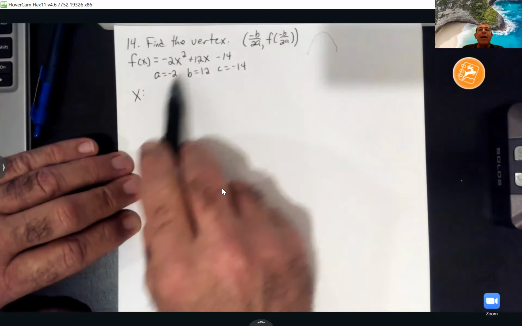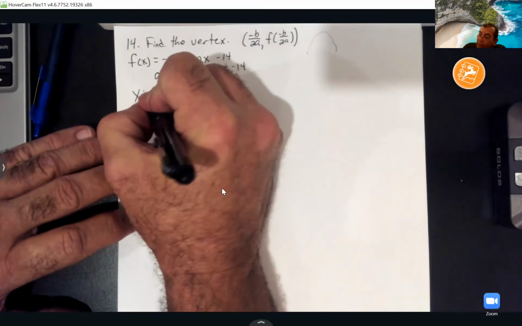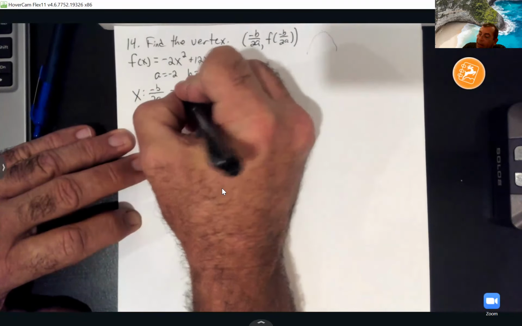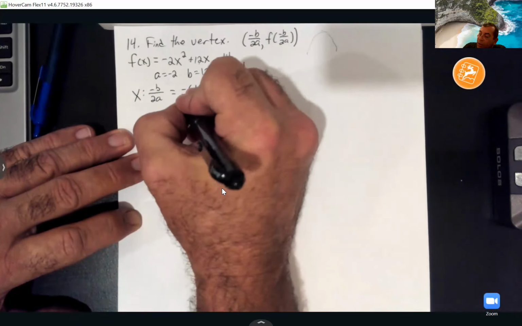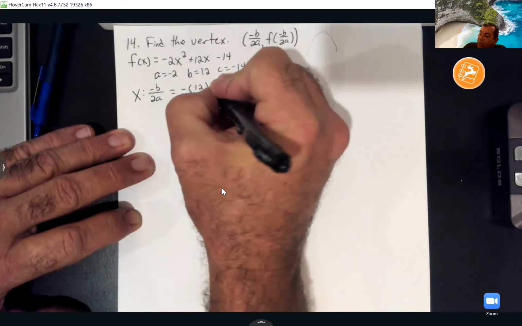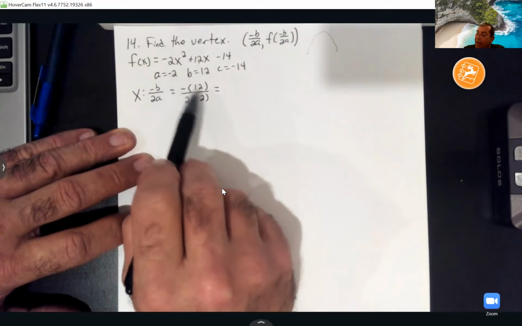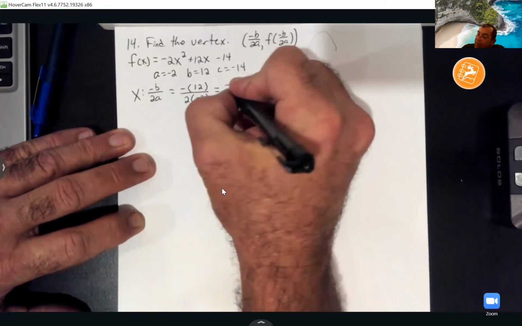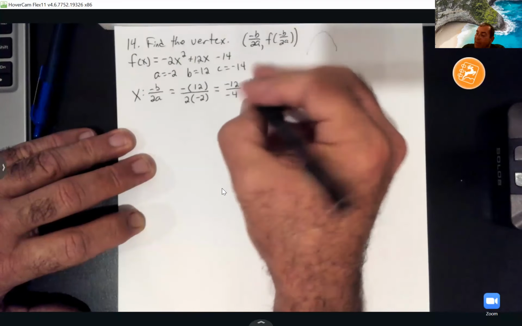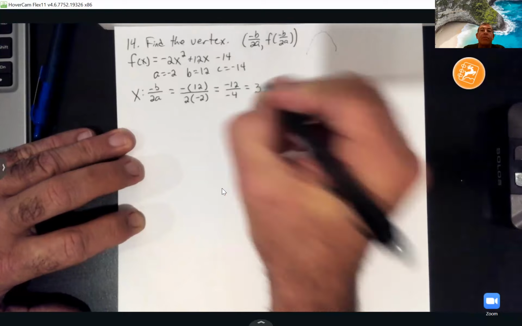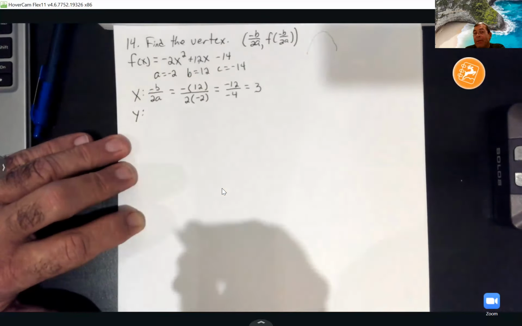So to get my x value, I do negative b over 2a. So that'll be a negative times my 12 over 2 times negative 2. So I just plugged in for my b and my a. That gives me negative 12 over negative 4. 2 negatives make that a positive 3. Now, I'll tell you a trick about this one.